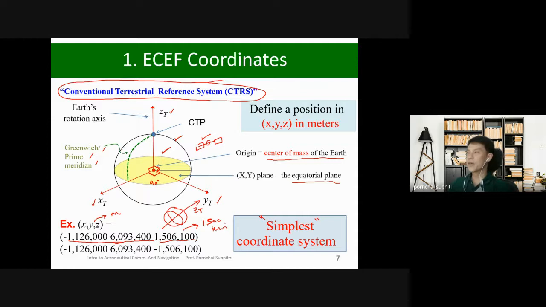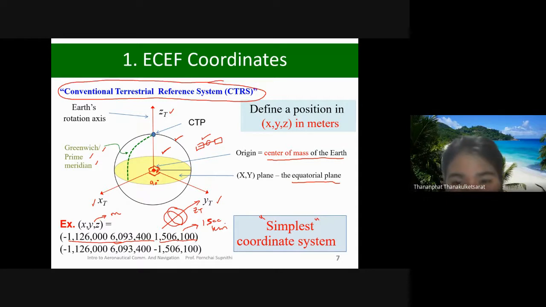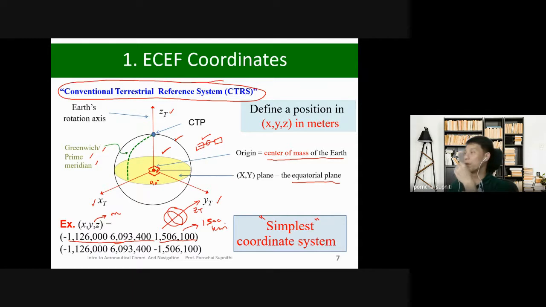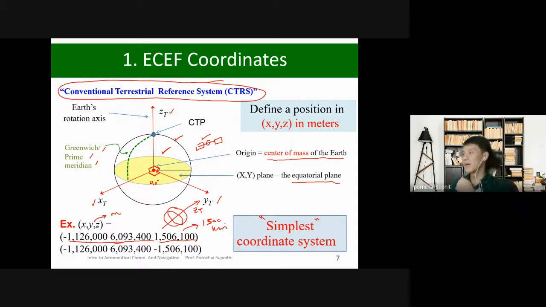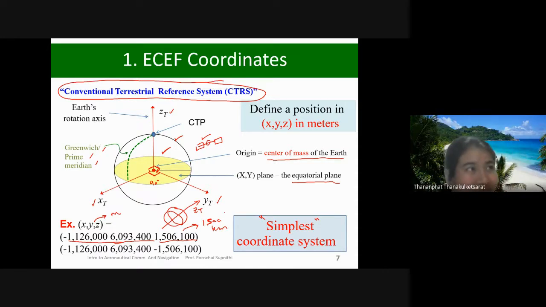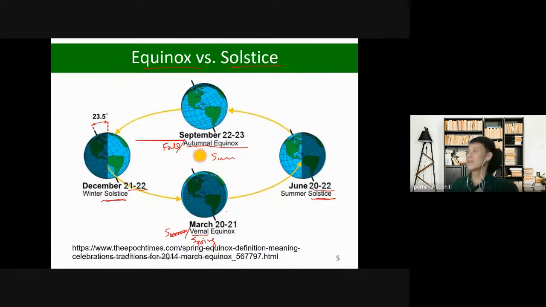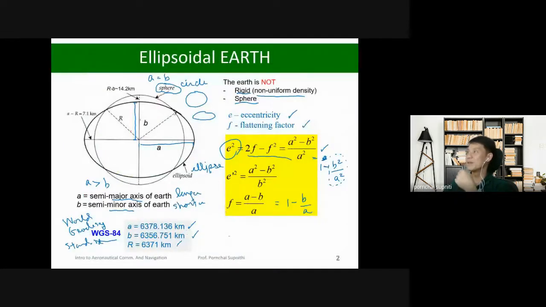Okay, what's the radius of Earth? Can you remember from the previous page? What is the radius of Earth? You don't know the radius? How large is the Earth? Okay. It's 6,371 kilometers.